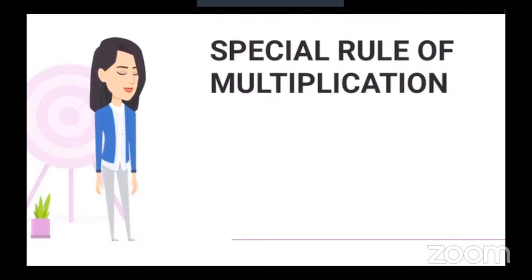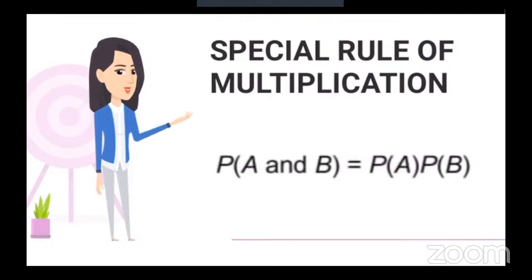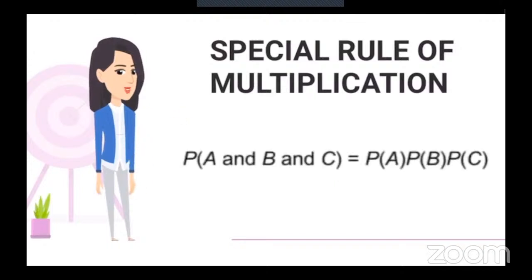For two independent events, A and B, the probability that A and B will both occur is found by multiplying the two probabilities. This is the special rule of multiplication and is written symbolically as probability of A and B equals P(A) times P(B). And for three independent events, A, B, and C, it is written symbolically as probability of A and B and C equals P(A) times P(B) times P(C).